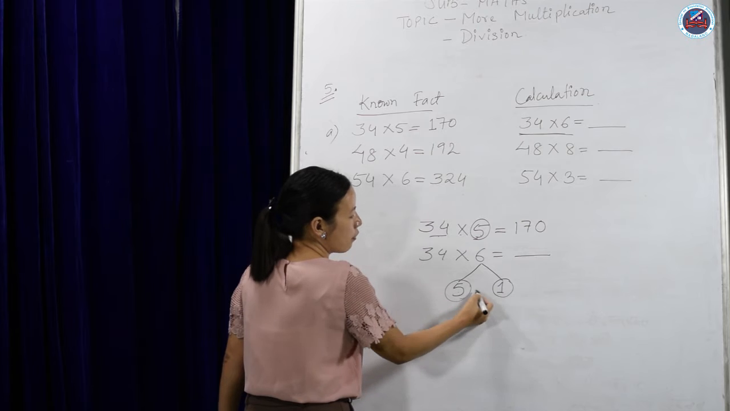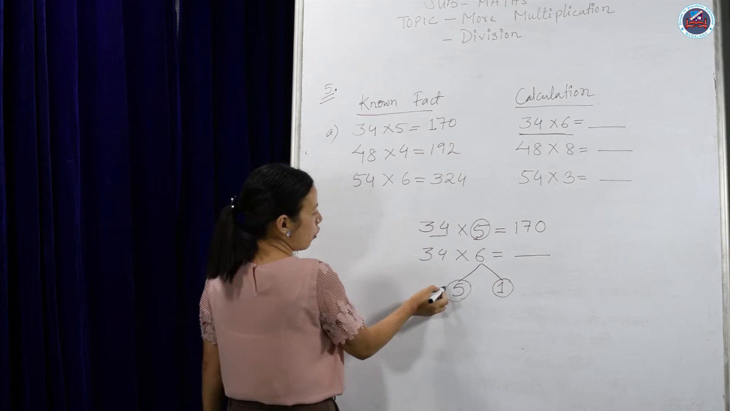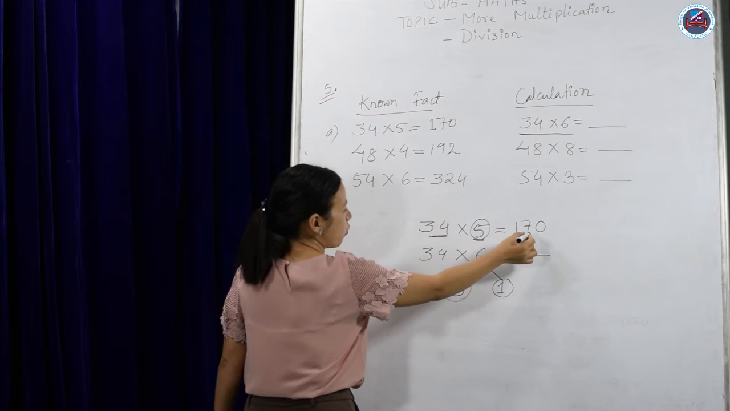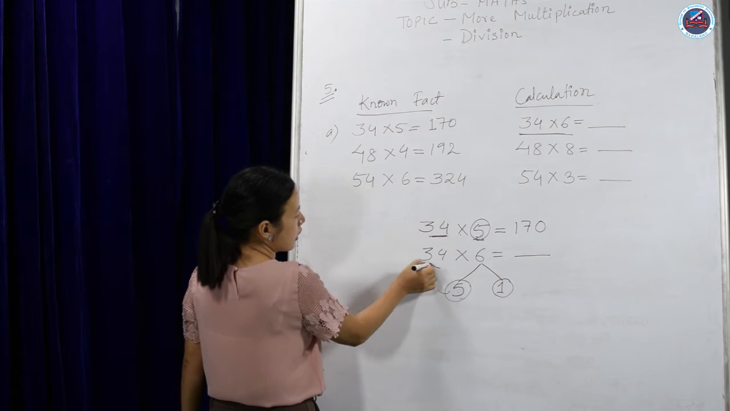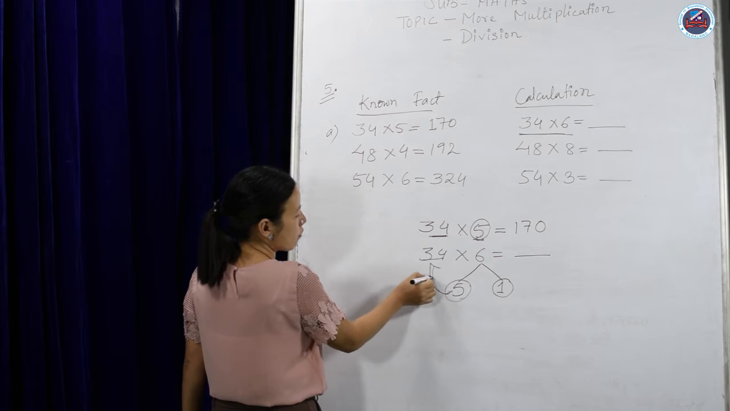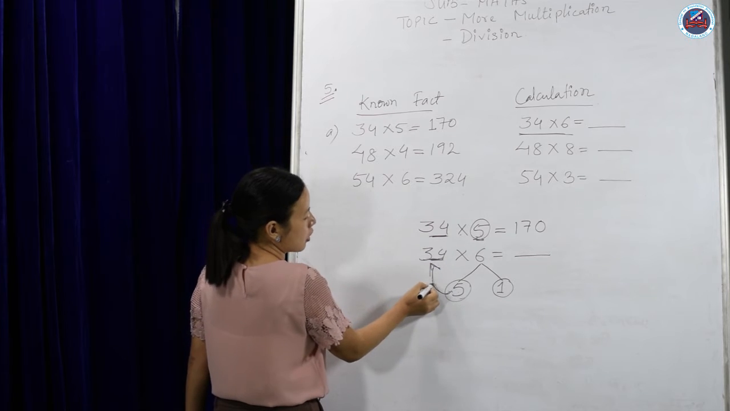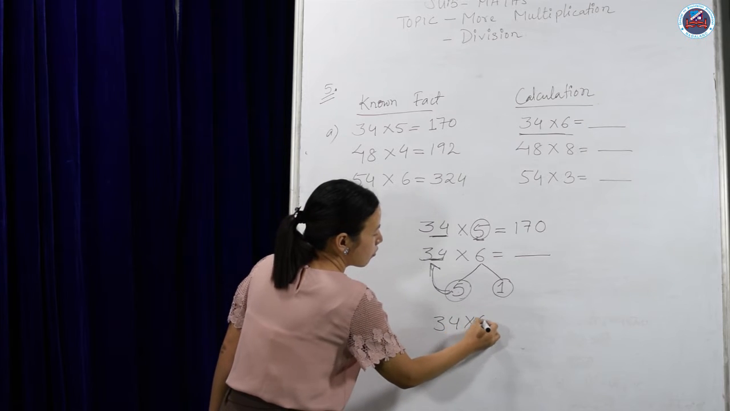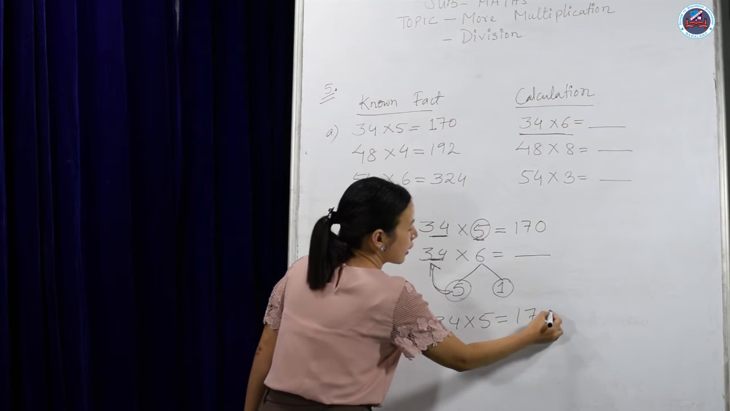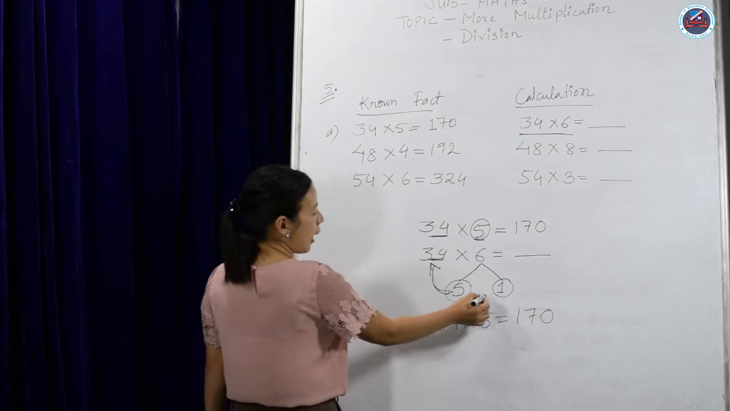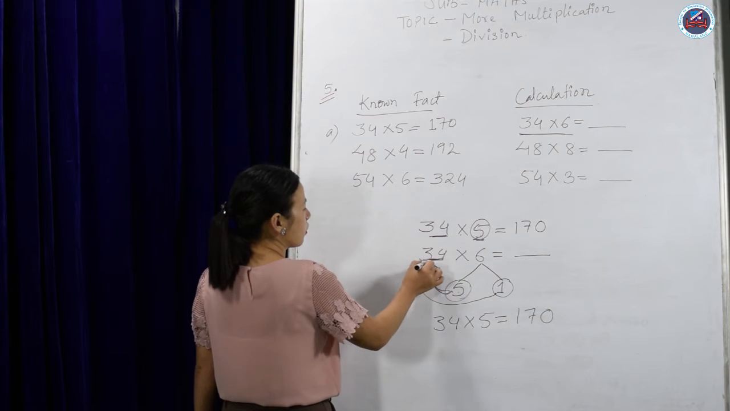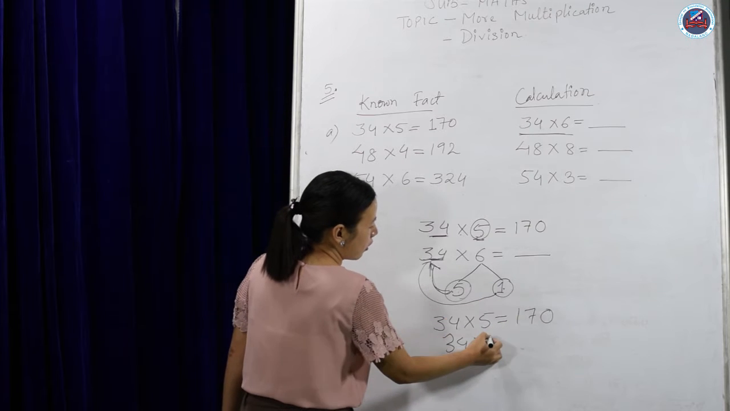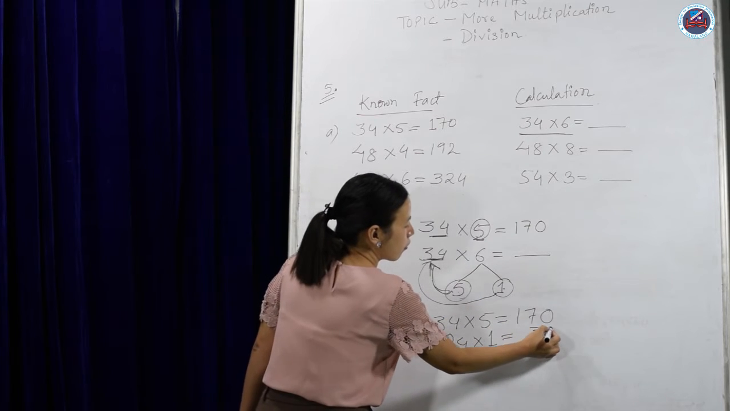Remaining is 1. So 5 plus 1, 6. Right? So what am I going to do is, since I already know 34 times 5 is 170, I write 34 times 5 equal 170. Done? Now I have 1 over here. So 1, you multiply with this 34 again. So 34 times this 1 equal 34.